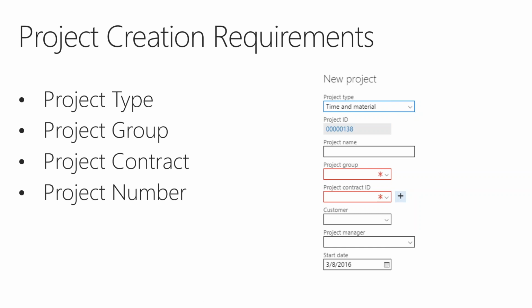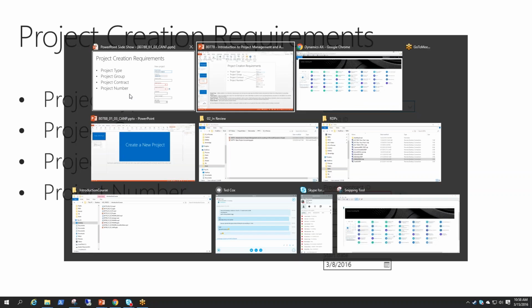Some of the other fields that I'm not specifically calling out here are customer. When you populate the contract ID, the customer automatically defaults in. Project manager is a drop down of all resources available, and you can select the PM that's going to be the PM on this project, and then you can set the start date for the project as well. All right, let's jump into the application and demonstrate creating a new project, and then we'll define some values in the details of the project as well.